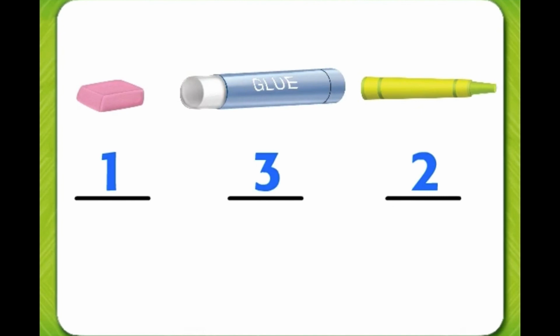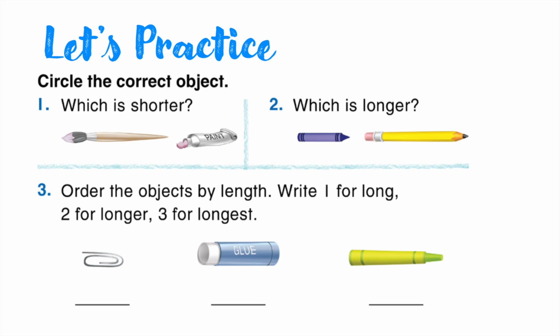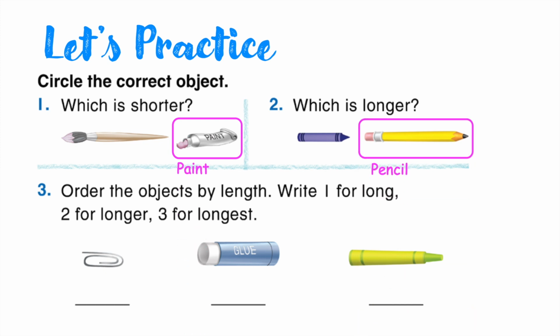Okay, so now that we saw the video, let's practice. For number 1, between the brush and the paint, which one is shorter? Yes, the paint. Between the crayon and the pencil, which is longer? The pencil.